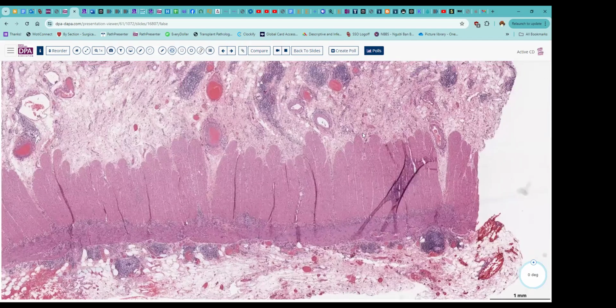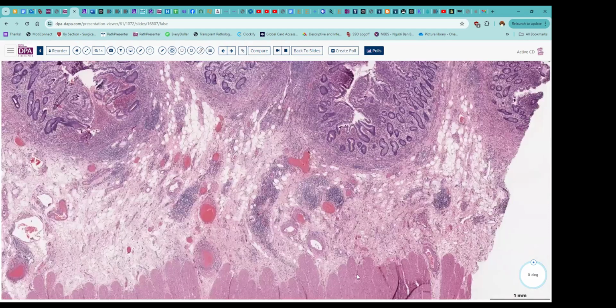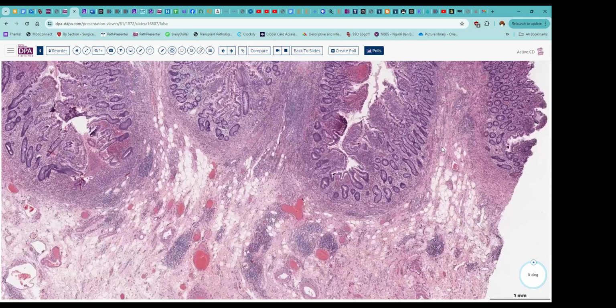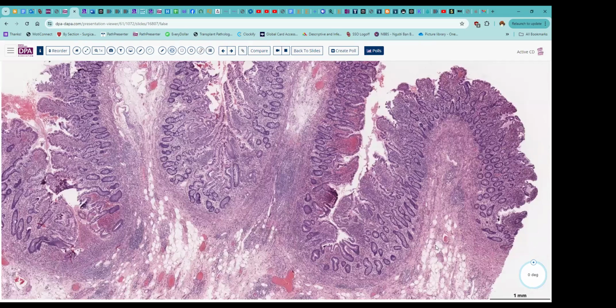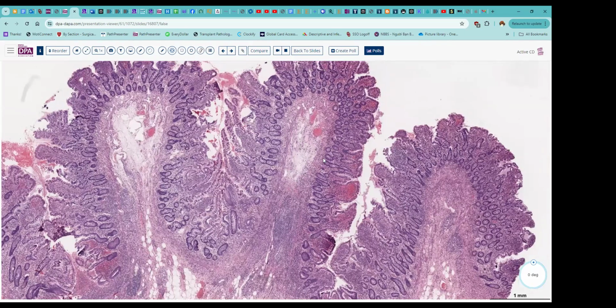So granulomas, non-infectious, but certainly a hallmark for many cases of Crohn's disease. It's not 100%, but a significant portion will have that, and it's helpful when they're present.